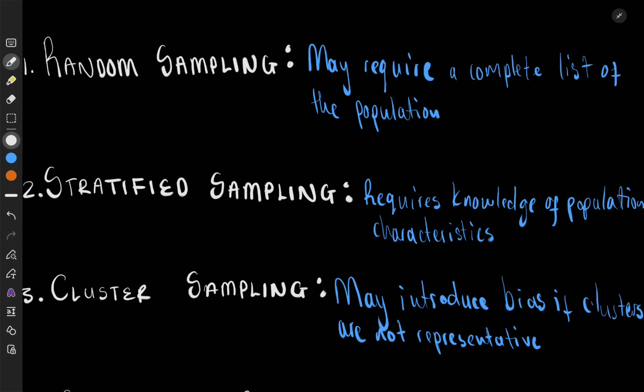In random sampling, the disadvantage is, remember we said that for you to choose randomly, you may need the list of everybody, then start to choose from there. So it may require a complete list of the whole population, which is crazy, right?